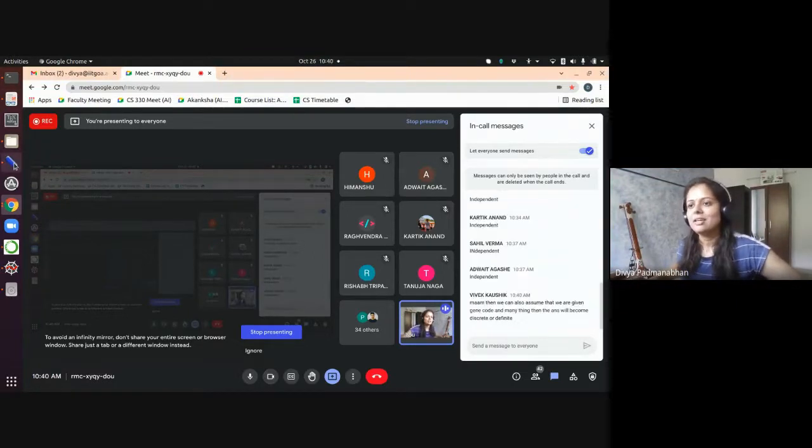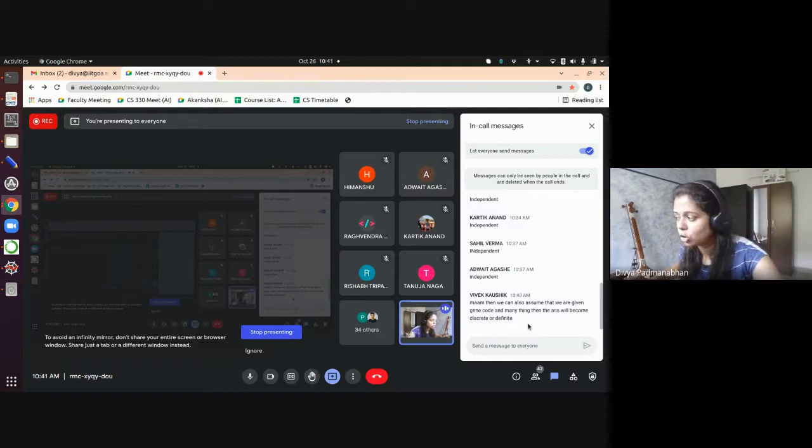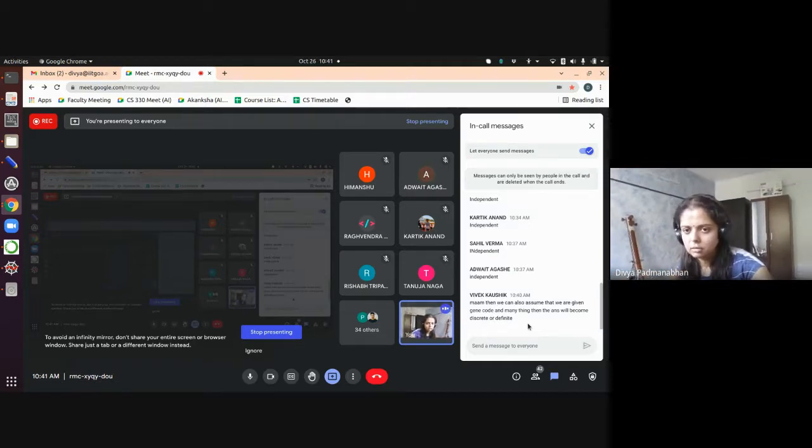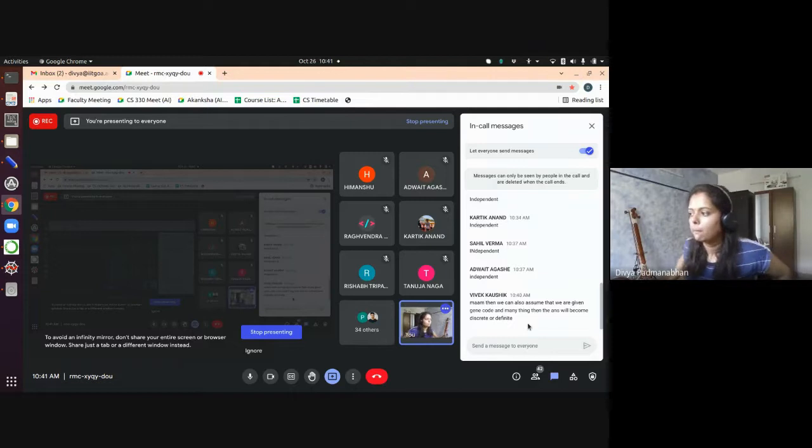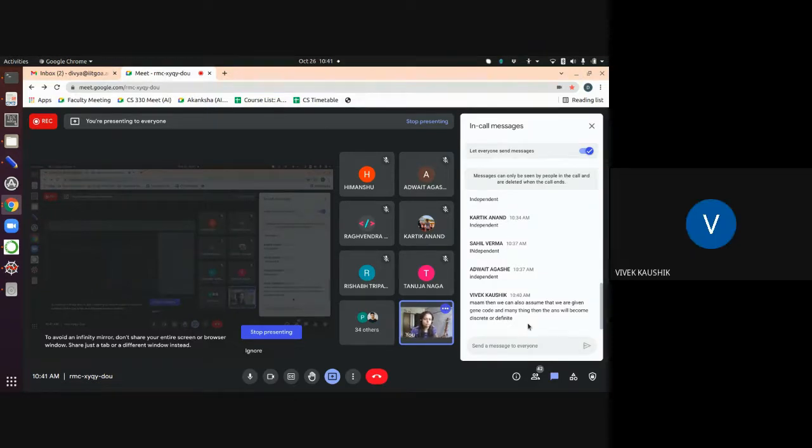Okay, so there's a question here. Vivek is asking: we can also assume that we're given the gene code and many things, and the answer will become discrete or definite. Vivek, can you clarify what you mean? Ma'am, if we toss a coin and we know the wind direction and many factors, then we can say that the coin will land on head or tail. But in probability, if we are given something, we assume it independent of other factors.